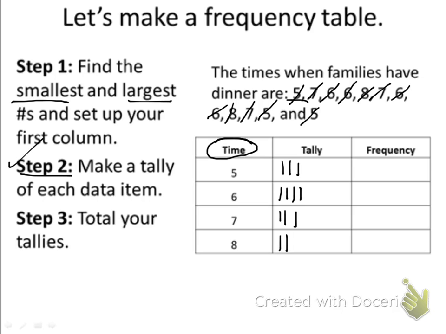Step 3, total your tallies. So we total them in the frequency section. So 5 occurs 3 times, so I put 3 here. 6 occurs 4 times. 7 occurs 3 times, and 8 occurs twice.